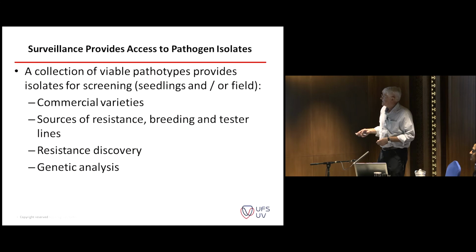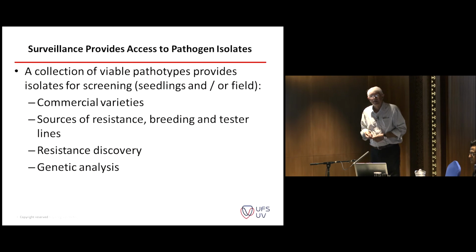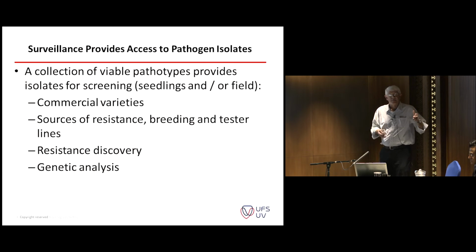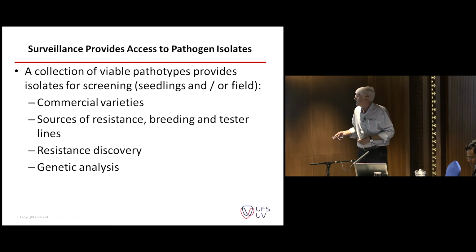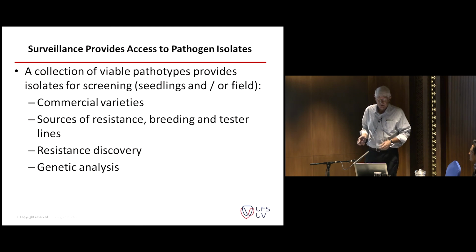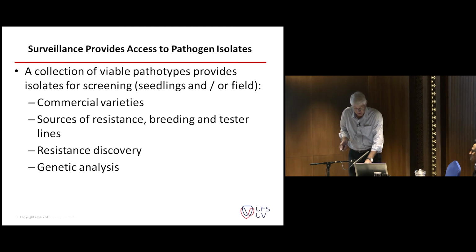It is also used in resistance discovery, where we look at more distant materials, germplasm not really adapted, but upstream, using certain techniques that can be improved so we can use those sources in actual resistance breeding. And then we also use it for genetic analysis to determine the number of genes, the location of genes, etc., and the relationship of new sources with previously described resistance.